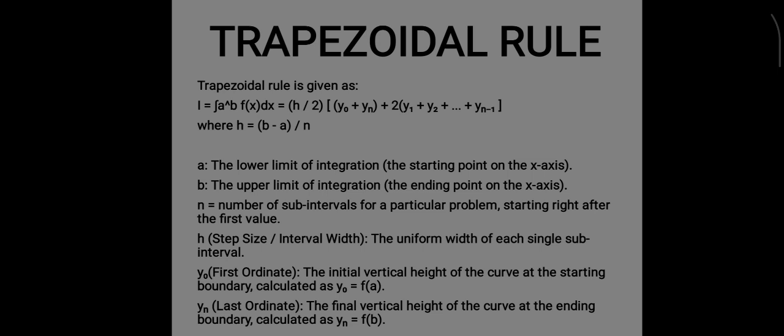Now h is called the step size or interval width. It is the uniform width of each single subinterval, and it is given by the formula open bracket b minus a close bracket divided by n. Now y subscript 0 is called the first ordinate. It is the initial vertical height of the curve at the starting boundary, calculated as y subscript 0 equals f of a. That is the value of y when you input the lower boundary into the function. Then y subscript n is the last ordinate. That is the value of y when you input the upper boundary into the function of s.